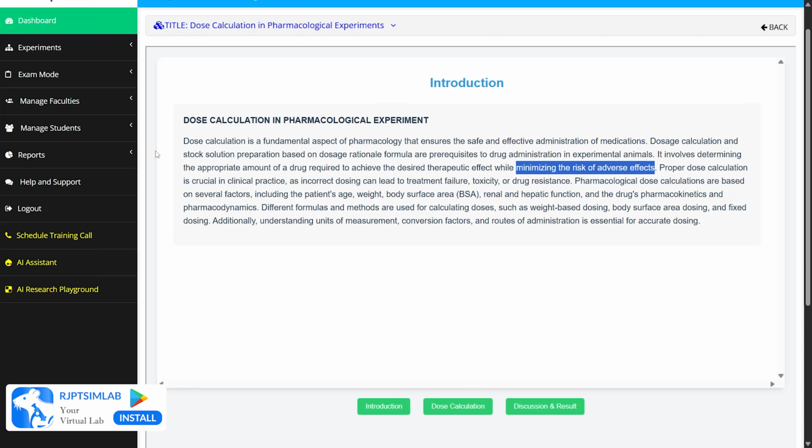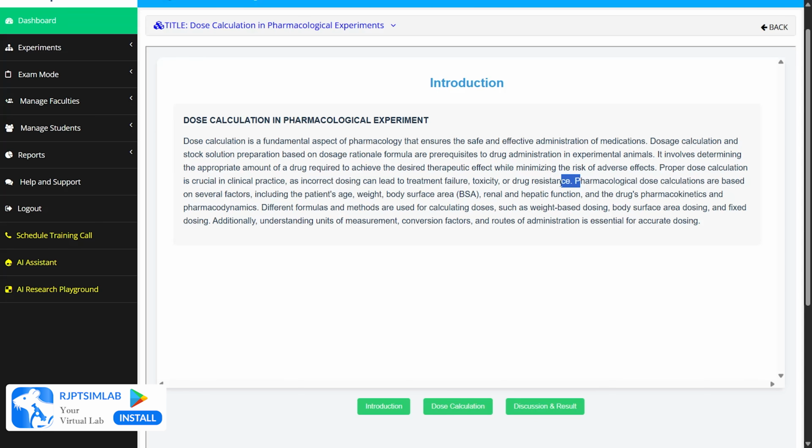Then, proper dose calculation is crucial in clinical practice as an incorrect dose can lead to treatment failure, toxicity, or drug resistance. The administration of an incorrect dose will lead to treatment failure, which means the drug will not show its therapeutic effect accurately, or in large doses, it will only create toxicity inside the body or can also show drug resistance by the body.